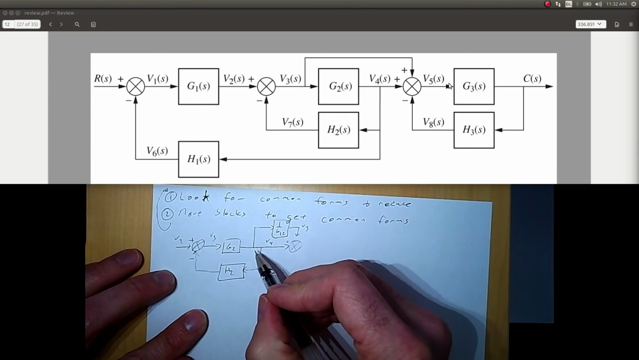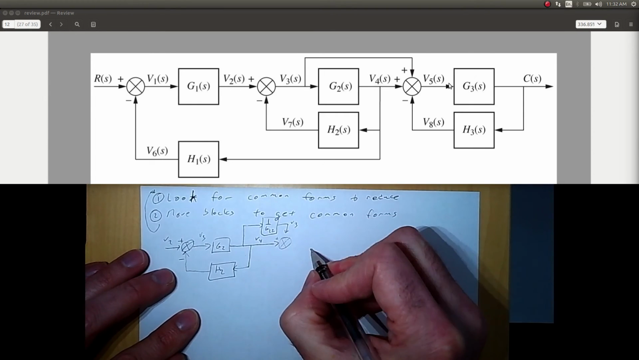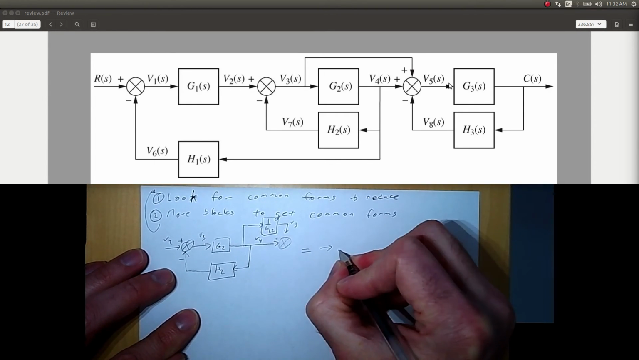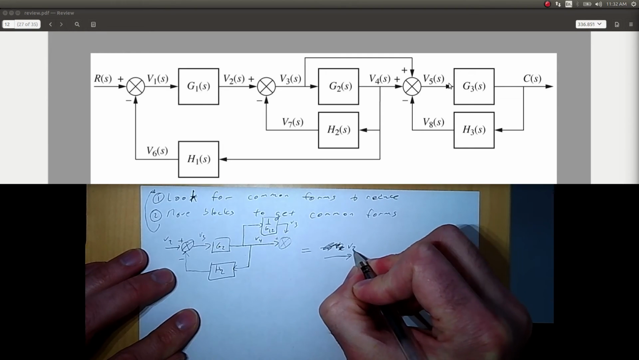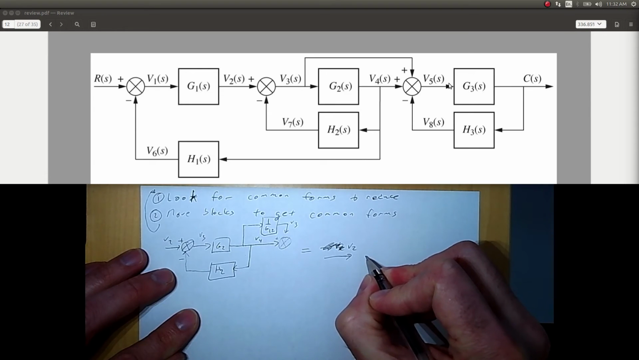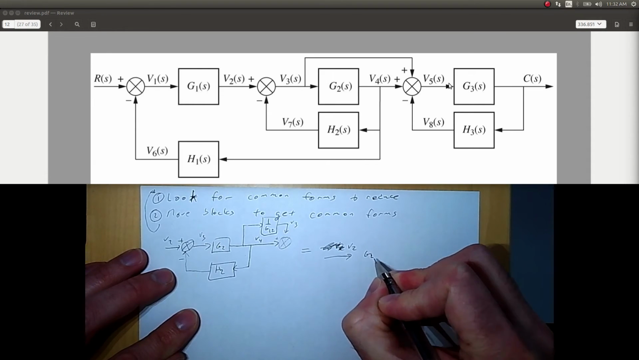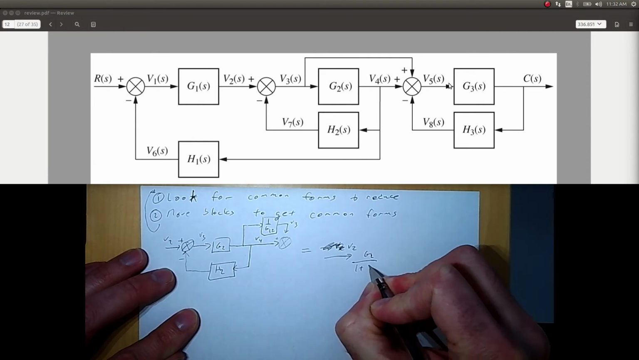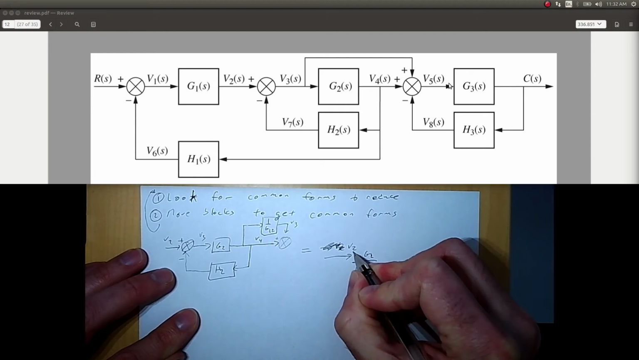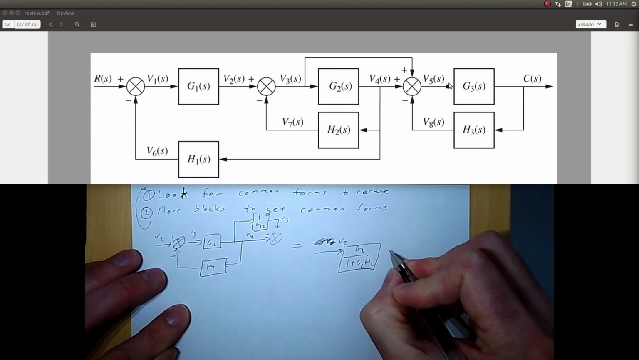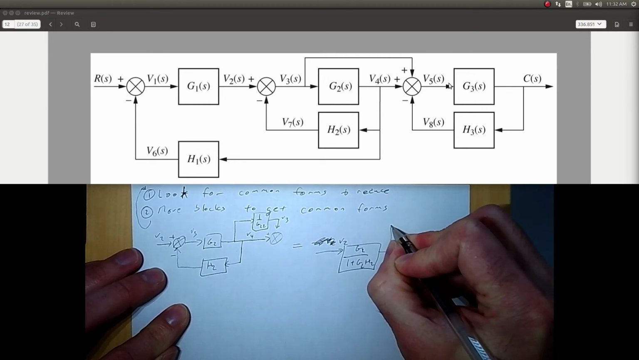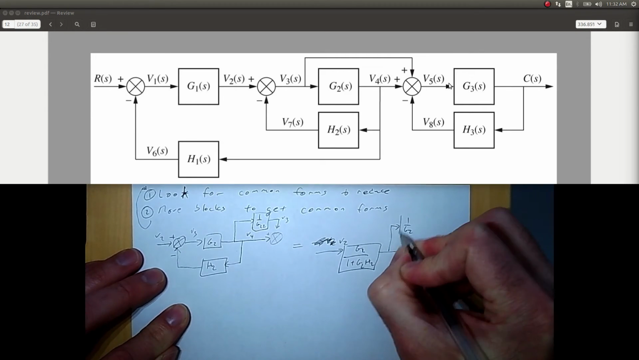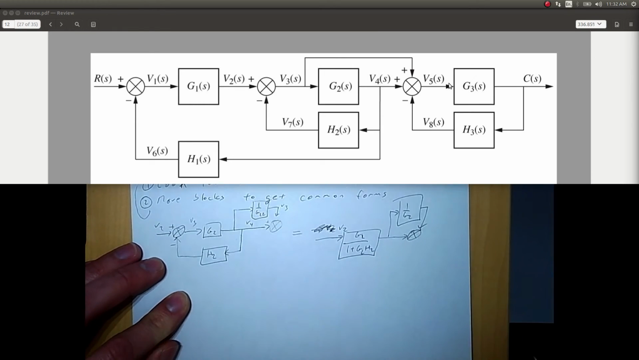So now this is equivalent. And furthermore, we have this feedback form. So this is equivalent to V2. Whoops, this is just a label for the signal. V2, it's not a transfer function. And we have G2 over 1 plus G2H2. And then that goes to the summing junction like we talked about. Okay.